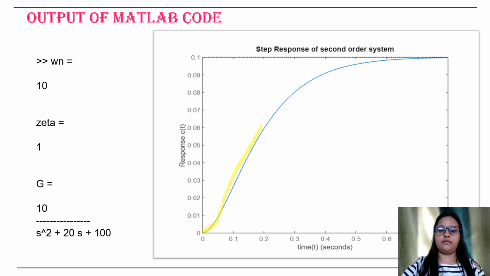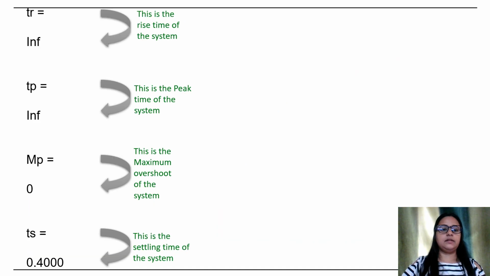This is the graph which we get. This is the transfer function, g equals to 10 by s square plus 20s plus 100. This is the rise time, infinity. This is the peak time, which is infinity. This is the maximum overshoot, which is 0. This is the settling time of the system, which is 0.4.